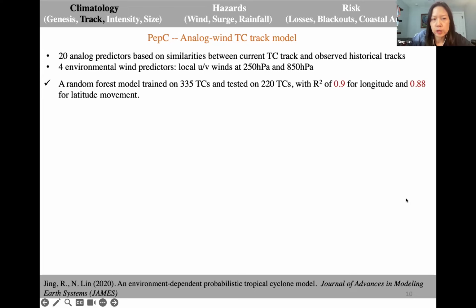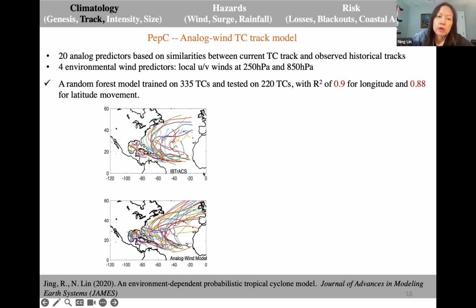So we apply a random forest model to train the model, and R square can get to 0.9 for longitude and 0.88 for latitude. If we don't add a pattern, just the wind, the R square would be about 0.6 to 0.7. Here we're showing the comparison: the top is the observed tracks selected for the Atlantic Basin, and the bottom is randomly selected tracks from our simulation.